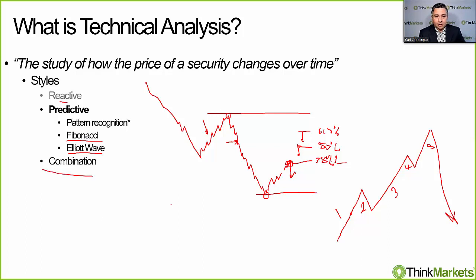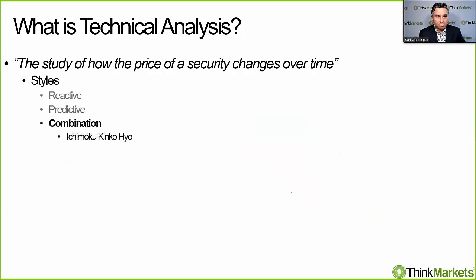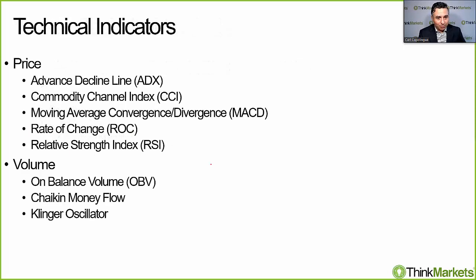There are some that use a combination of the both, and I've already demonstrated that, where potentially we're using Fibonacci to find a level, and then we're reacting to confirmation from that level in terms of the price action. And an example of a combination model is the Ichimoku Kinko Hyo, which I will not go into today. That could be many Think Learning webinars just on that topic.